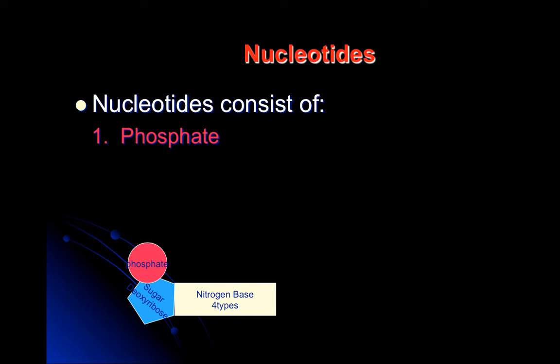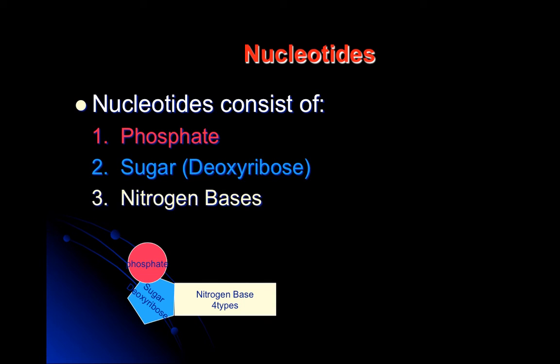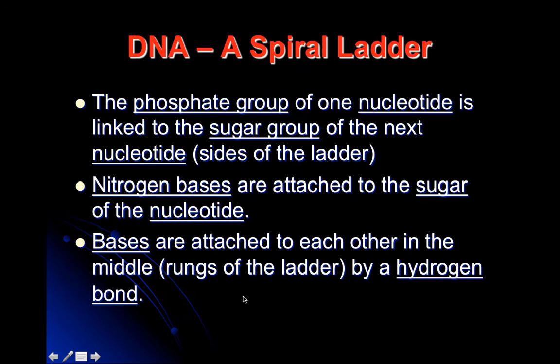Nucleotides consist of a phosphate. The phosphate is represented right here in the circle. A sugar, which is deoxyribose. It's a pentagon, so 1, 2, 3, 4, 5 sides of the sugar. And the easiest way to identify sugars is by looking at the suffix at the end. Sugars end in OSE. So for example, glucose, pentose, things like that. They all end in OSE, so you can easily identify them as sugars. Nitrogen bases. These are represented by the rectangle right here, and they make up the center of the DNA molecule.